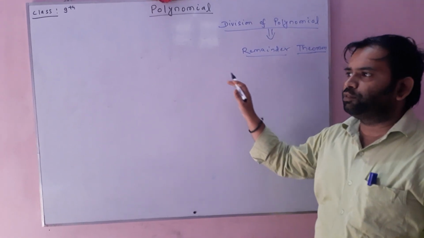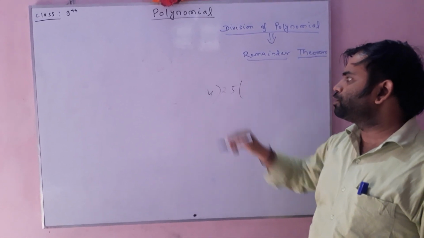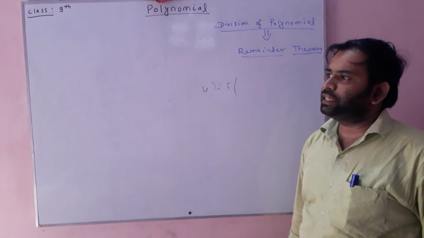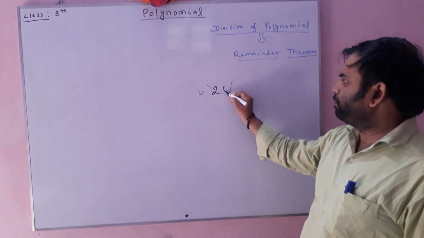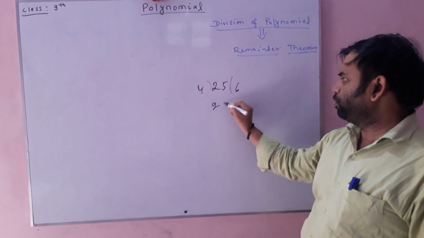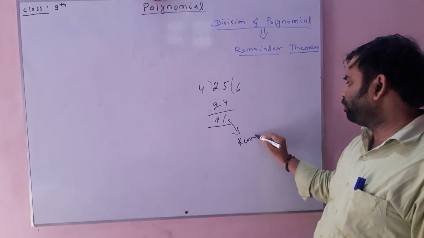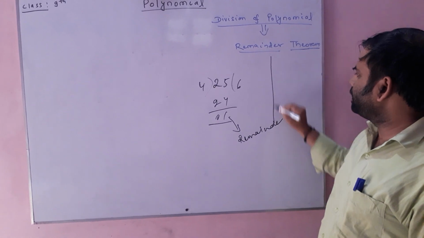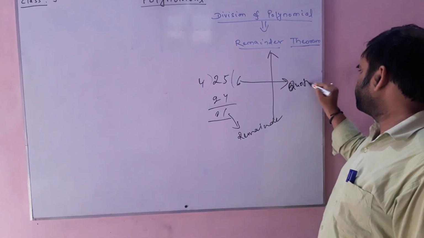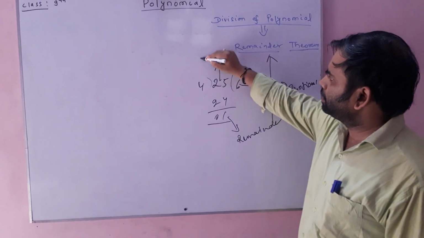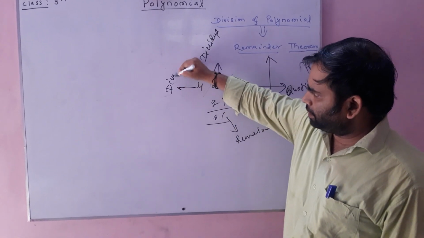Suppose that first of all we go to arithmetic. Suppose I am writing here 25 and this is 4. So what is the dividend, what is the divisor, what is the remainder here? Just see. This is 25 and this is 4. So what is the remainder? 0, 1, and this is the remainder. What is this? That is the quotient. What is this? Dividend. And what is this? That is the divisor.